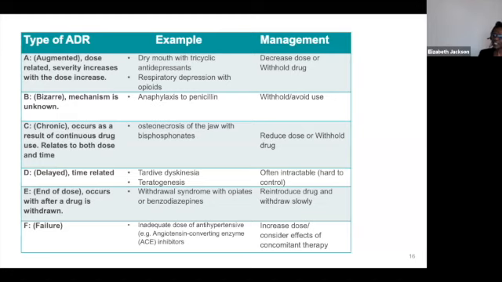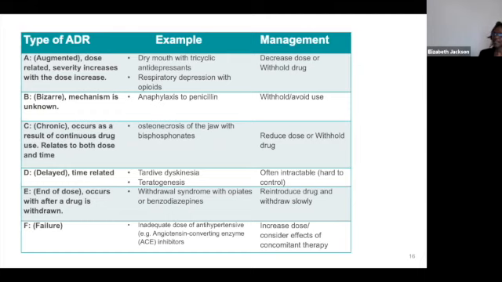Type D for David is delayed and it's time related. An example of this would be tardive dyskinesia, and this unfortunately is difficult to control. And type E is end of dose, and that occurs after a drug is withdrawn. An example of this would be withdrawal symptoms with someone that's perhaps on a benzodiazepine or an opioid. And the way to manage this, one of the ways would be to reintroduce a drug and withdraw the drug slowly.